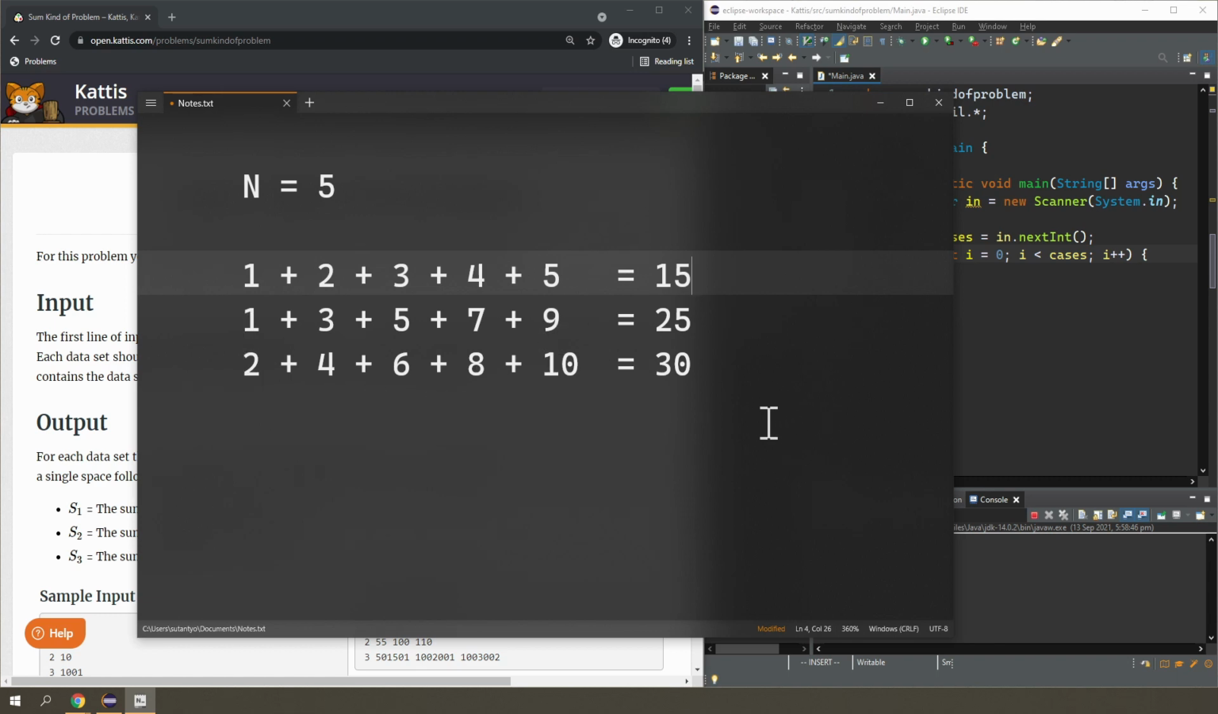Okay, so that's what you have to do, and as always, try to give it a go yourself first. As I said, you can do it with just simple loops, and this is a good time to pause the video and give it a go if you want.